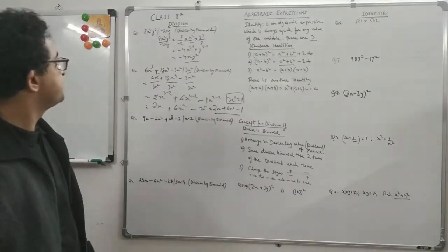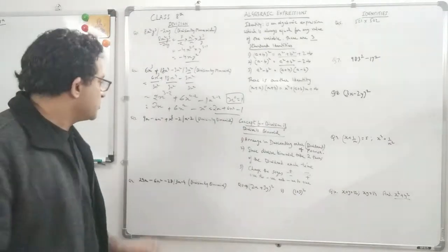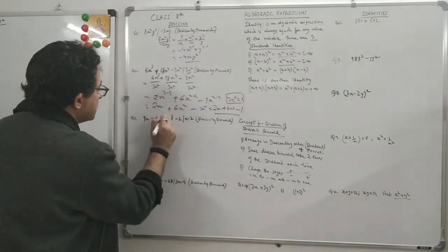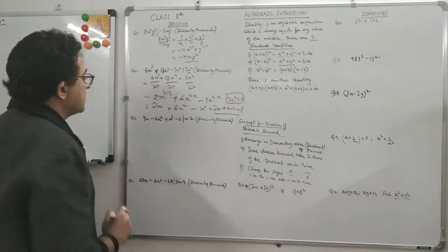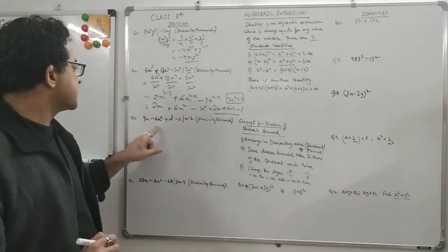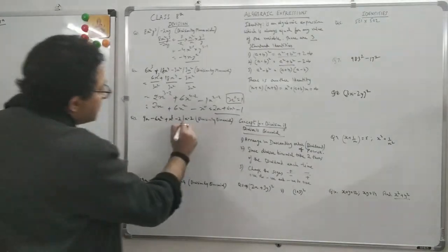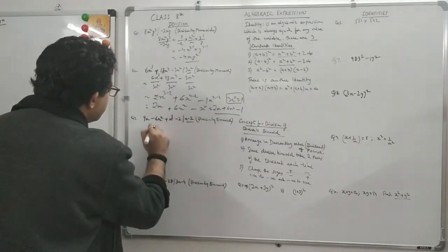Okay, students. Now let's do this question. 9x minus 6x square plus x cube minus 2 divided by x minus 2. Now this is a binomial. So write the binomial over here.